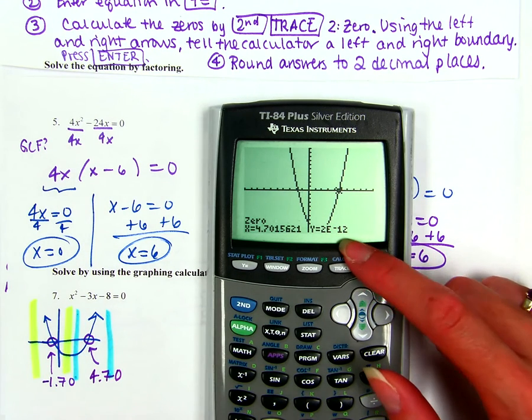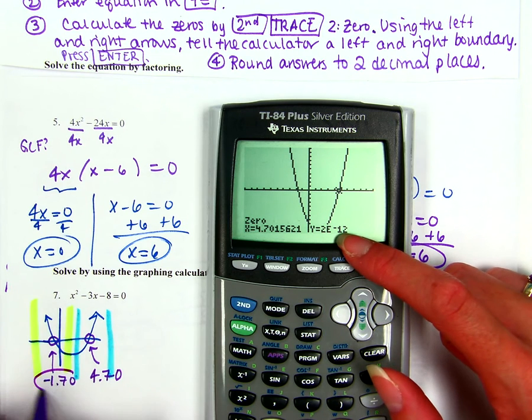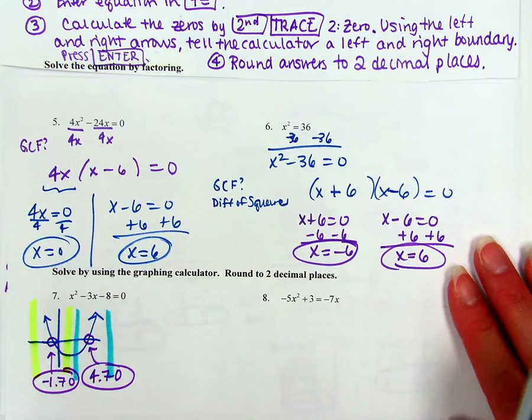This number should always be 0. When you have something like 2 times 10 to the negative 12, that's basically 0. So these are my 2 solutions. All right, we're going to keep going.